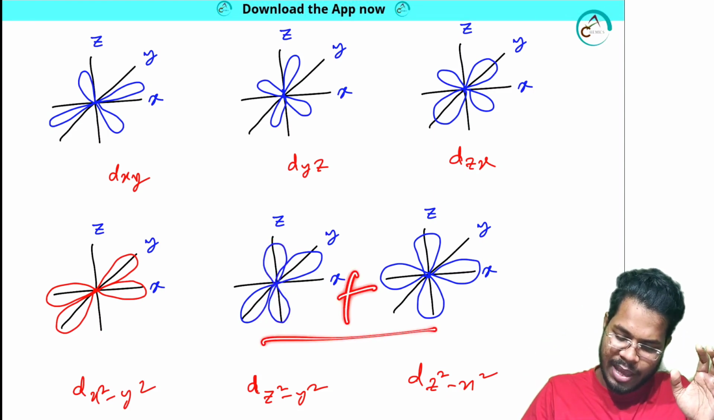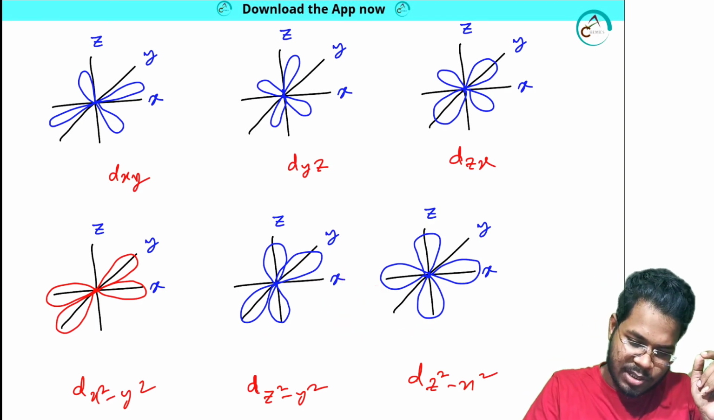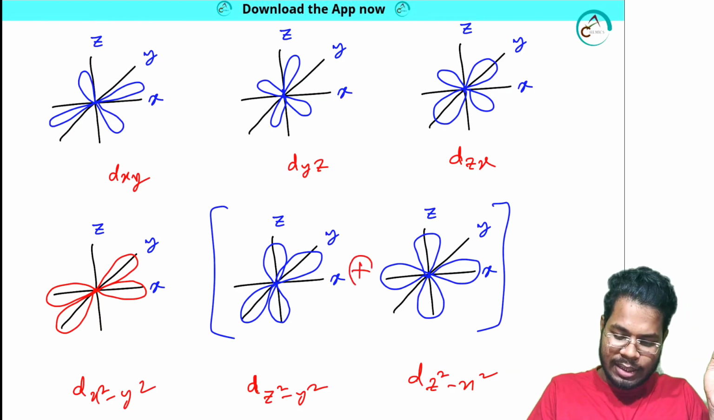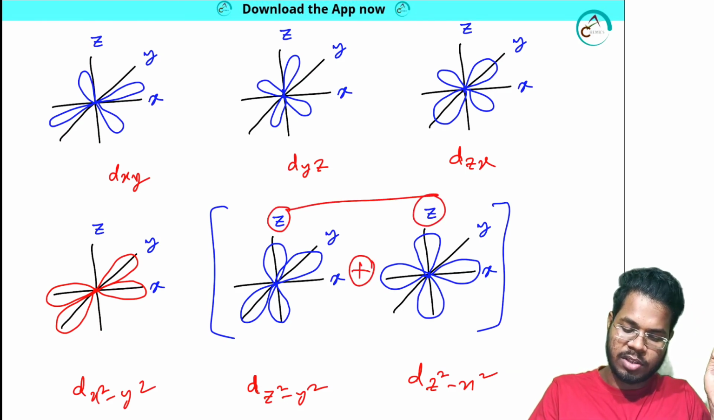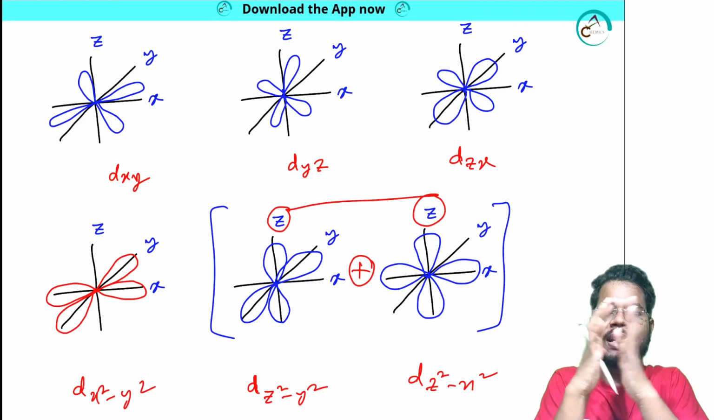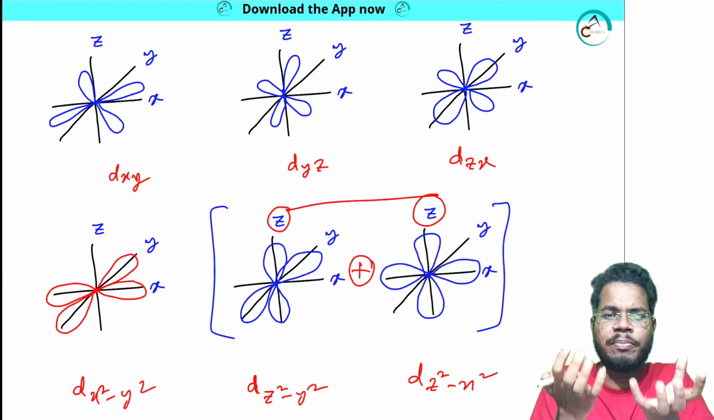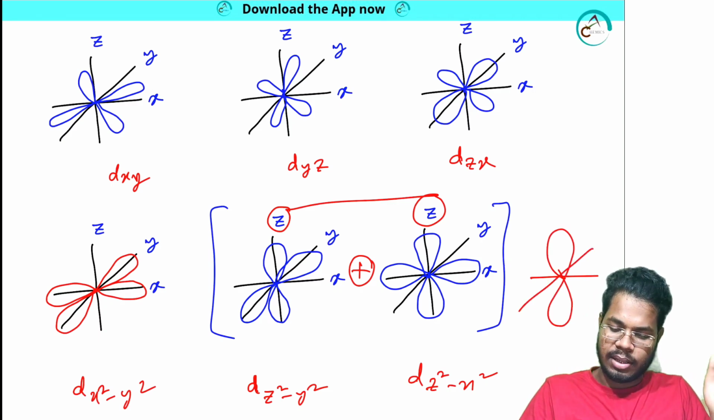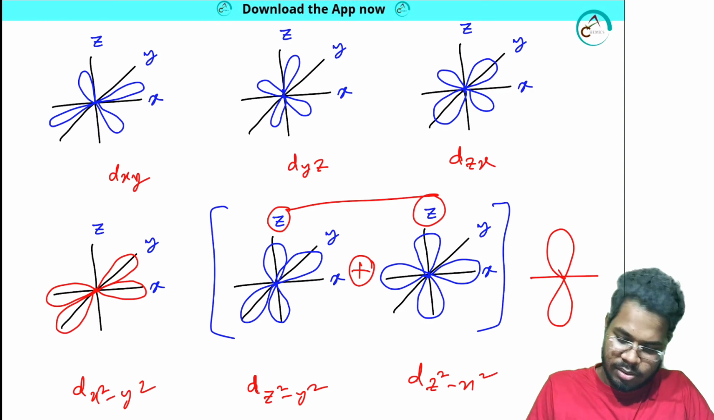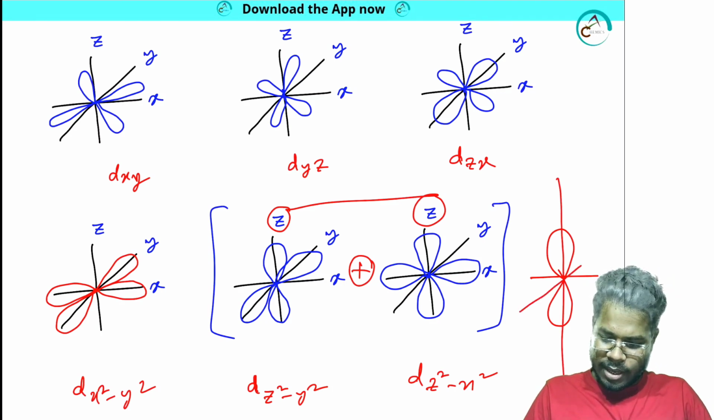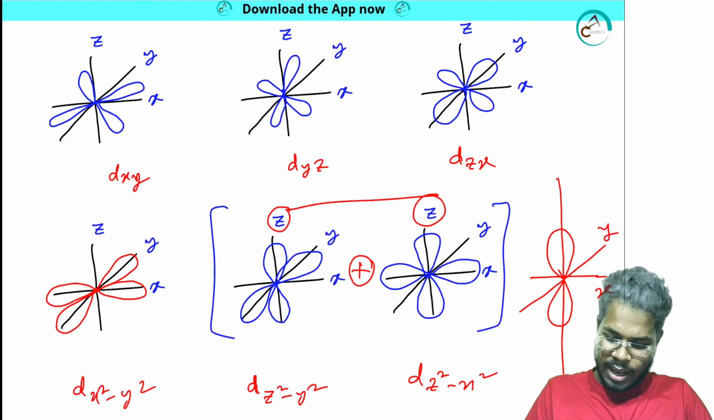If I add these two, I told you we have to do summation, what do we get? We will get a lot of electronic contribution in the z axis, because from the first one we are getting z, from the second one we are getting z. So when z gets closer, it will give you a big lobe like that. Just think like that. This is z square, or this is z. Let me try again. This is z, this is x, and finally this is y: x, y, and z.